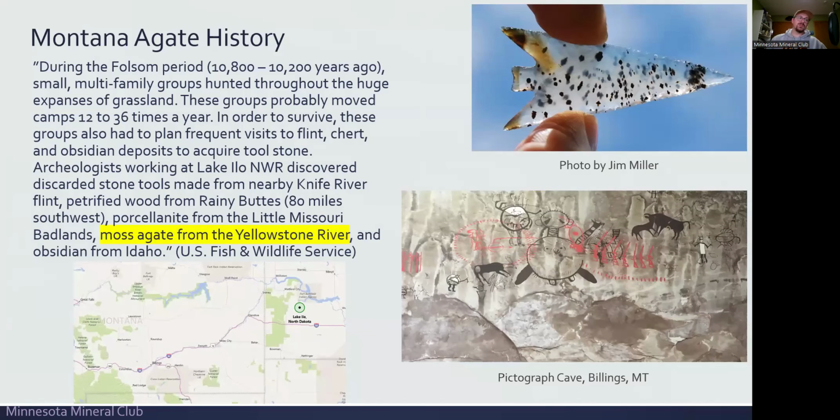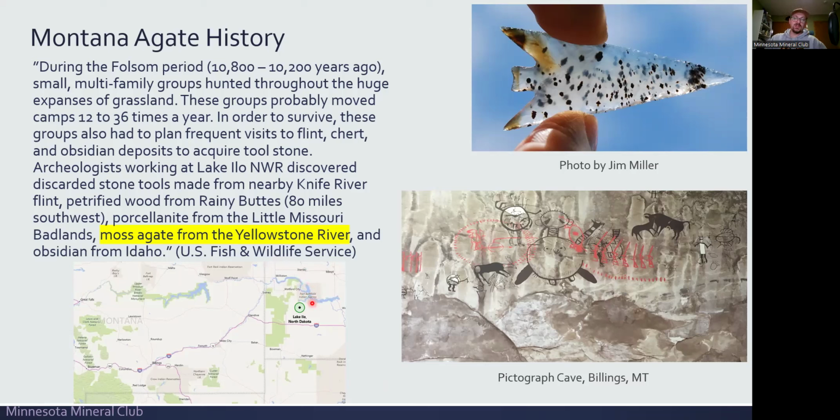So going through some of the different uses and just the history of the Montana agates, Native Americans were using different heat treating methods to better work Montana agates and petrified wood. This also included the Knife River flint, which is found in North Dakota, as well as some other stones. This here was taken from the Fish and Wildlife Service talking about Lake Ilo.